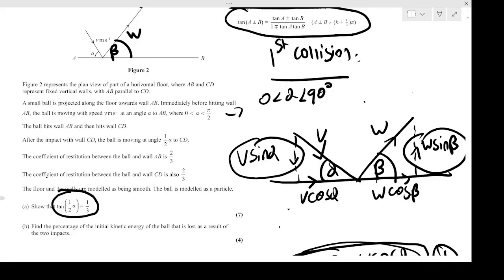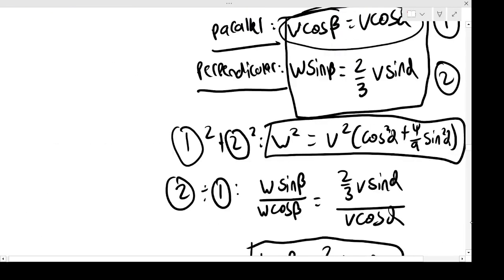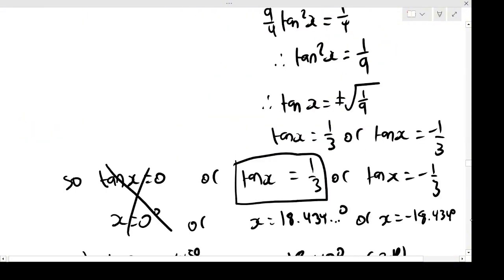Okay, so we can do a little triangle, right? If we have tan of something, we can then find sine and cos. So I'm going to note this result here. So tan of a half alpha is a third, right? Let's use it down here. So tan of a half alpha is a third. I'm going to do it down here.